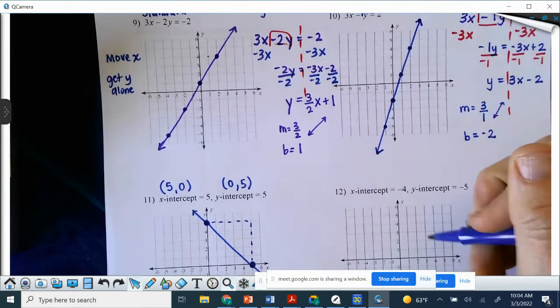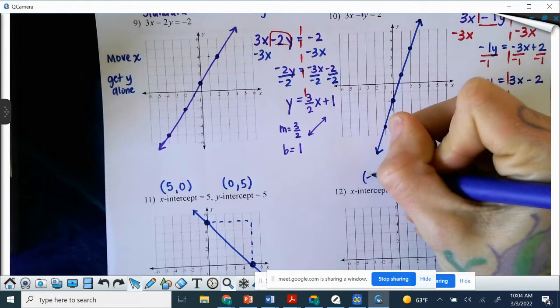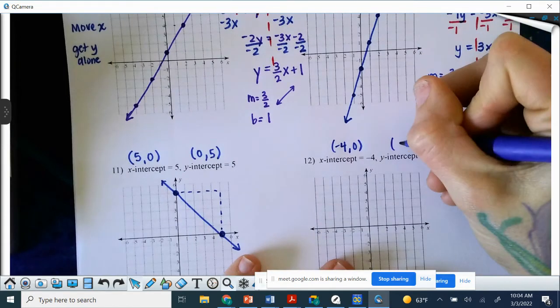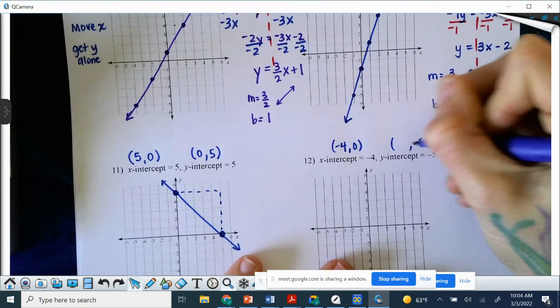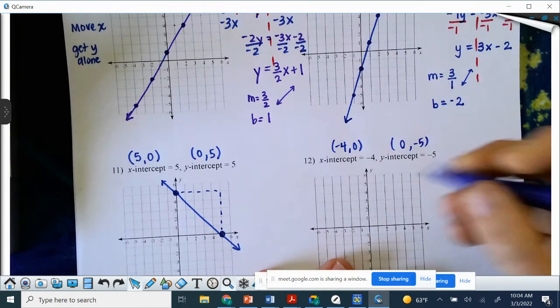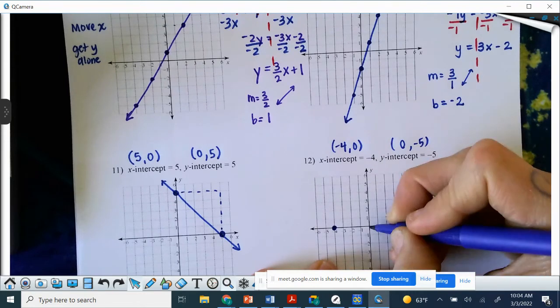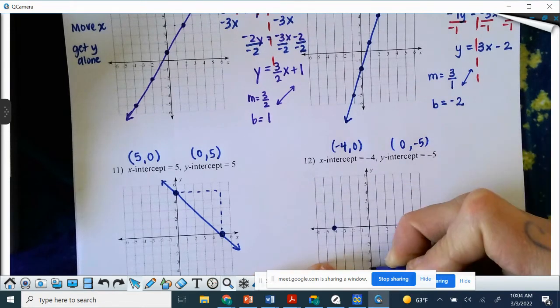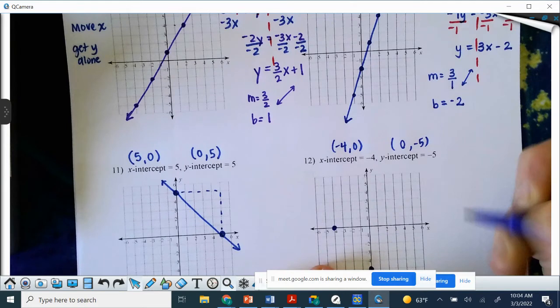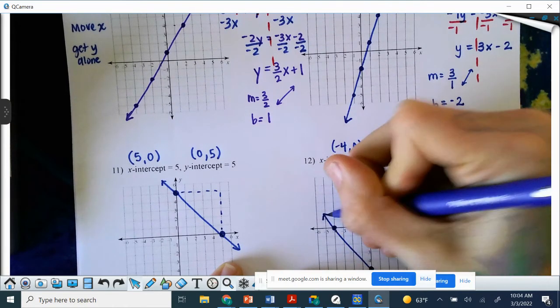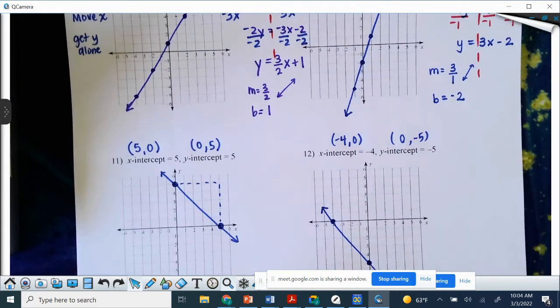So 12. My x-intercept is negative 4, which again means that y is 0 for that point. My y-intercept is negative 5, which means x is going to be 0 there. So I'm going to go over to negative 4, not go up or down, and then I'm going to go down to negative 5. And then I have a line again. And both of these just happen to be negative lines. Again, that's more coincidental than anything else.